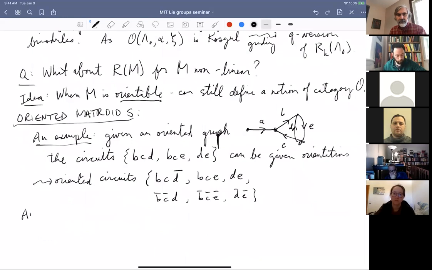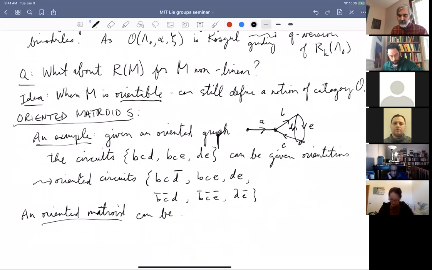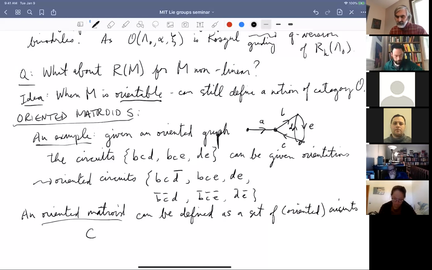Okay, and so an oriented matroid can be defined in a number of ways, but one way is as a set of oriented circuits. And so we think of an oriented circuit as being an element in the set {0, plus, minus} to the I. So for each element in I, it's either not in the circuit, and then we put a 0. It's in the circuit with a positive orientation, we put a plus, or it's in the circuit with a negative orientation, and we put a minus.